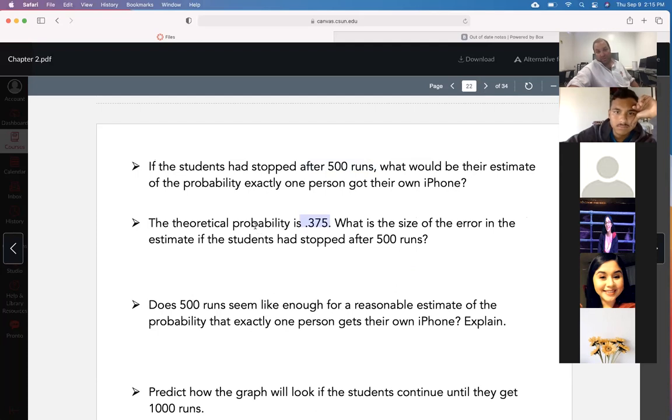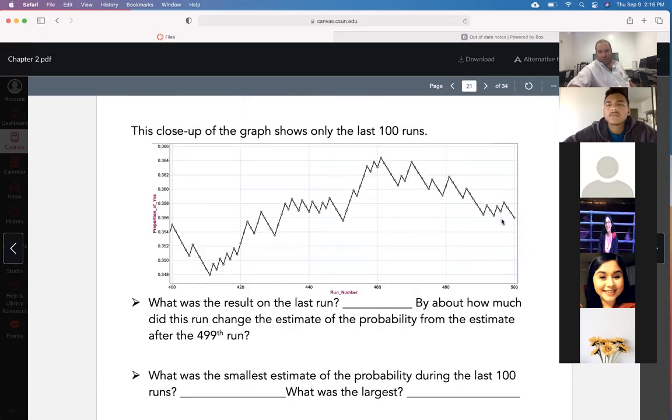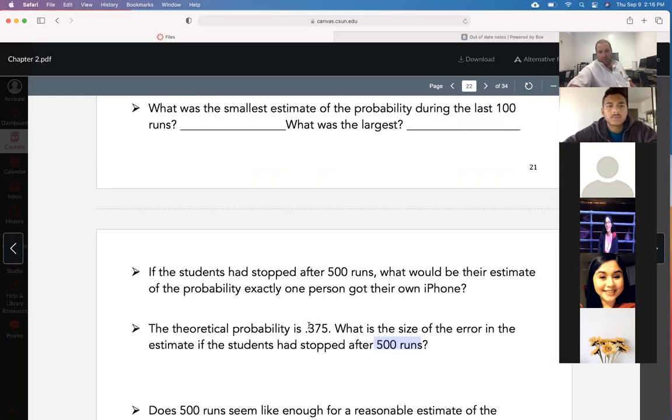So they're telling us right now that people out there who are pretty smart did some advanced math and came out that in theory, the answer should be 0.375. What is the size of the error if we stop after 500 runs? So after 500 runs, we got 0.356. The true value is 0.375. So what's the error between what we got and what we should have gotten?